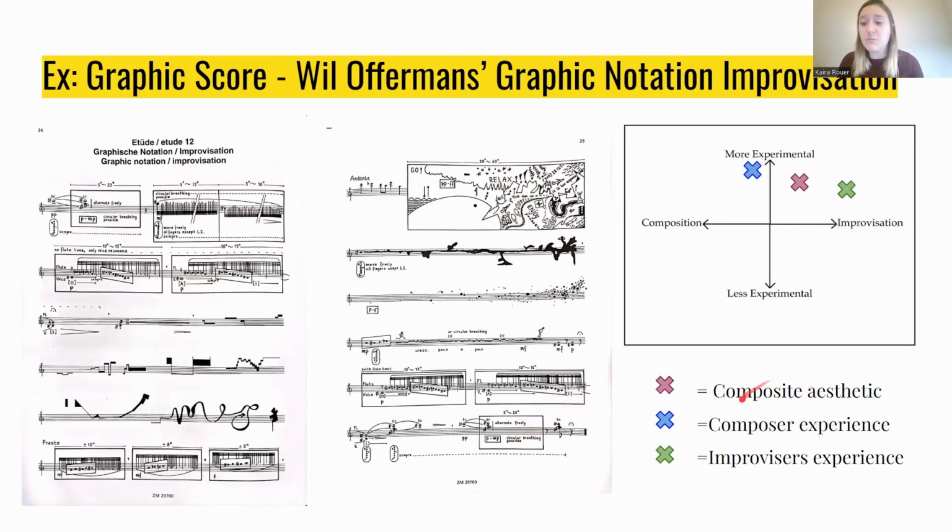And as far as the composite aesthetic, because each section is a little bit prescriptive, I decided to put this in between these two things, because you're going to get very different results from two different performers, but the general contour, the direction, and the development of the improvisation are going to be at least somewhat expected with this type of notation.